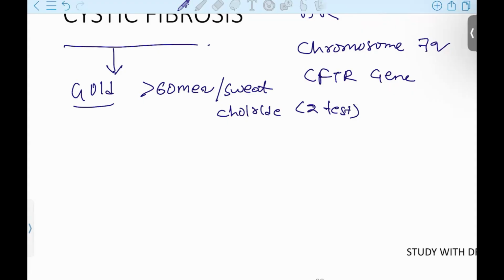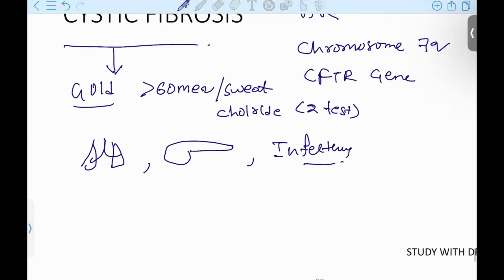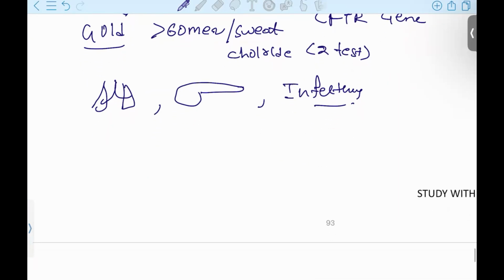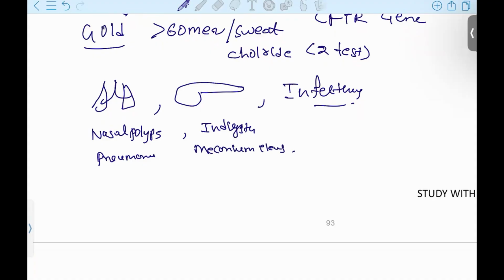What are the features? It involves the lungs, okay, and it involves the pancreas, okay, and along with that, it will also cause infertility. So whichever cilia structures, it is going to involve. The patient will have a high risk of nasal polyps, recurrent pneumonia, and indigestion. Okay, and meconium ileus in early childhood or congenitally. Okay, all this will be seen.